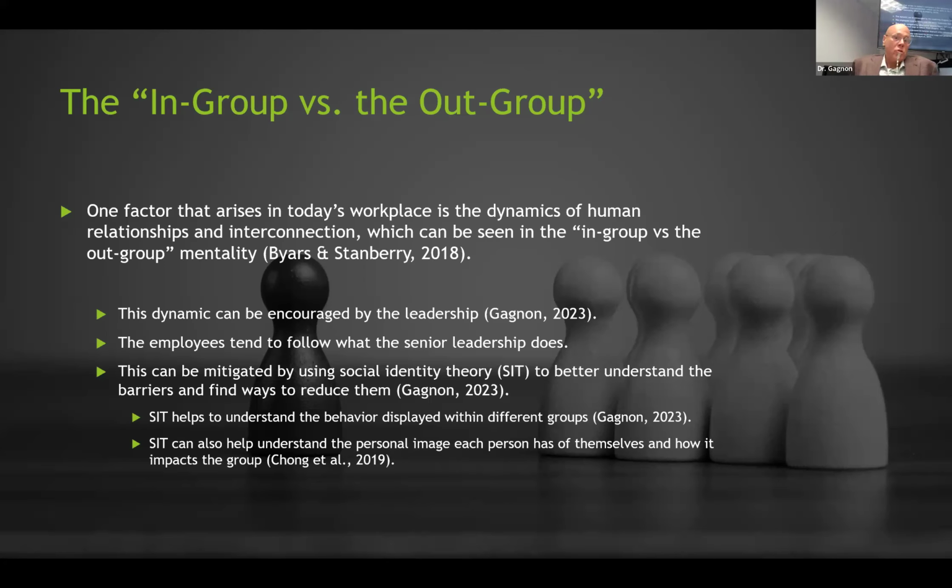This can be mitigated by using social identity theory to better understand the barriers and find ways to reduce them. Social identity theory, in a nutshell, helps us to understand the behavior displayed within different groups. It can also help explain the personal image each person has of themselves and how it impacts the group. Once again, turning back to my dissertation, social identity theory and social exchange theory were two of the main theories that I used in my framework. So social identity theory is, you're a college student. You're around college attendees, you're around professors, you're in this realm of academia. So part of your identity becomes academic.